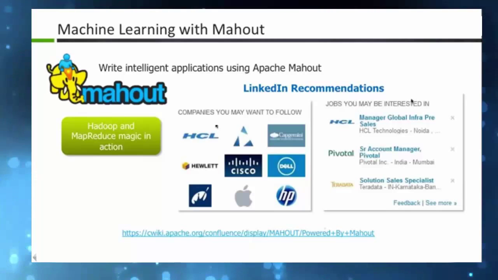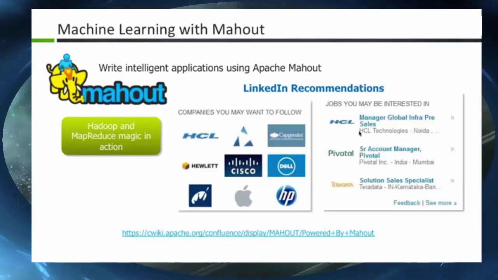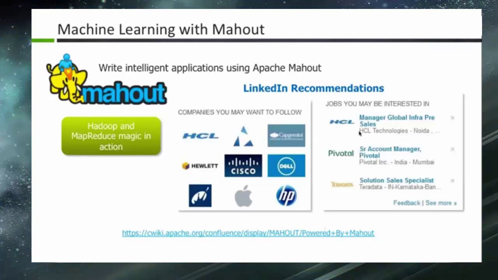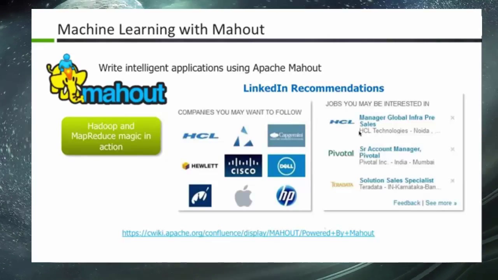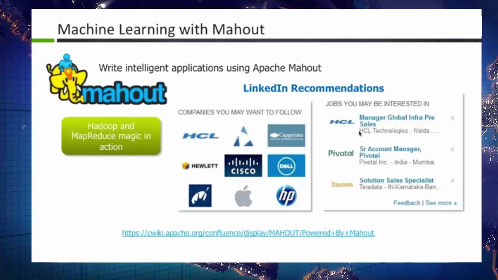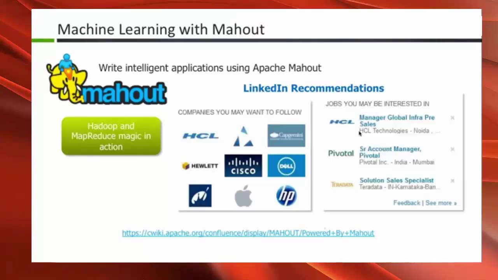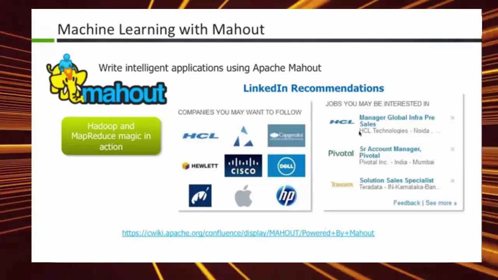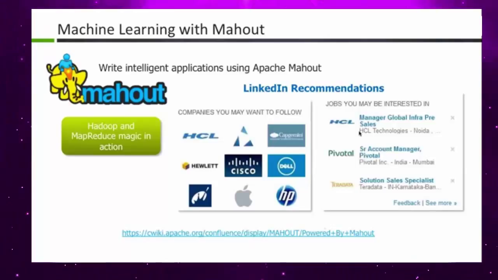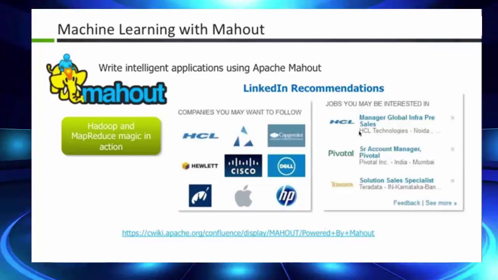I'm sure everyone has seen these kinds of recommendations on LinkedIn: companies you may want to follow, jobs you may be interested in, people who saw this profile also looked at, people similar to this. I'm sure everyone has seen these, right? Or the recommendations you see on Amazon, all that is done using Mahout. Mahout in itself is a big subject, but it is a part of the Hadoop framework. So if you're interested, you may want to learn that. There is a course from Edureka, I believe, which takes you deep into Mahout as well, but we will not be covering it in this course.